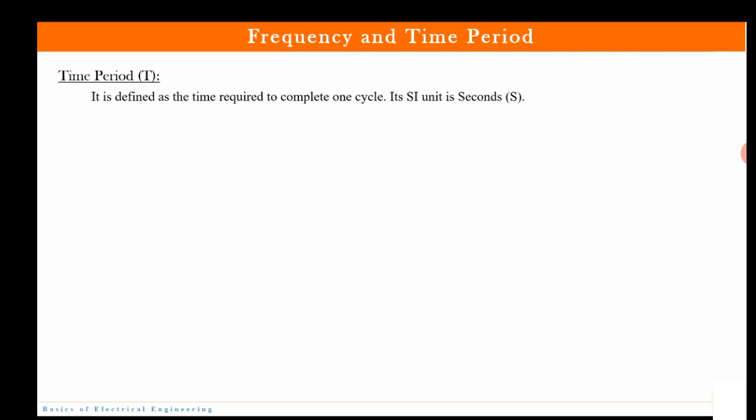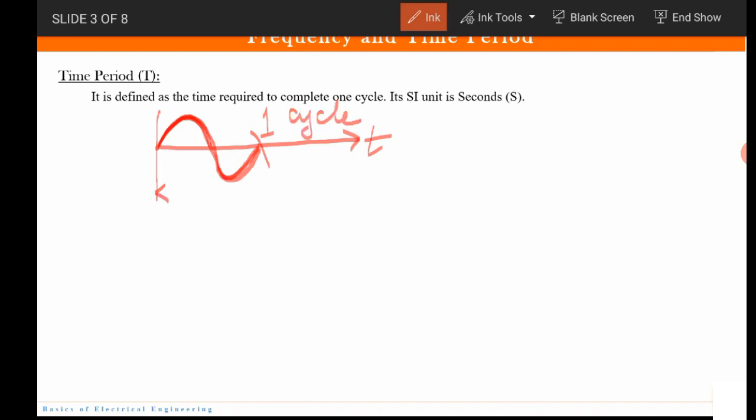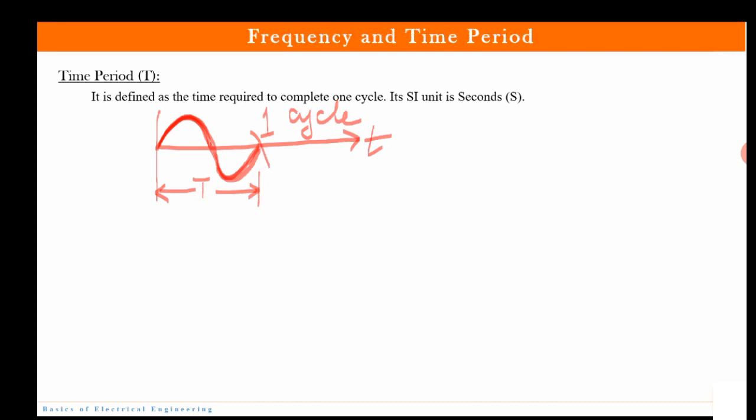Now what do you mean by one cycle? One cycle is, now if this is the sine wave which is AC, this part is positive half and this part is negative half. So one positive half and one negative half makes it one cycle. So this is one cycle. Okay. Now how much time is required to complete this one cycle gives you the time period. Fine. And its SI unit is seconds.